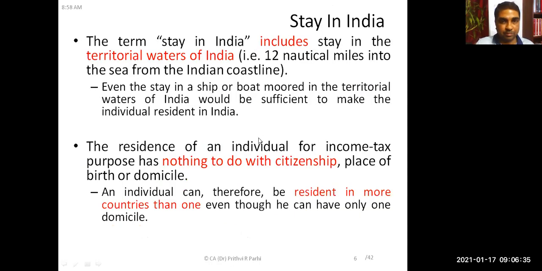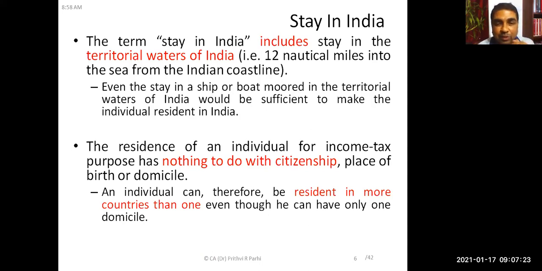Now, a few related terms, a few related concepts we need to understand. First of all, what is the meaning of stay in India? Stay in India includes stay in the territorial waters of India. That means if some person has stayed in a ship within the territorial waters of India, that will be taken as stay in India. The 12 nautical miles into the sea from the Indian coastline form a part of the territorial waters of India. If somebody has stayed in those waters, that will also be considered as stay in India. Okay, that is the first concept.